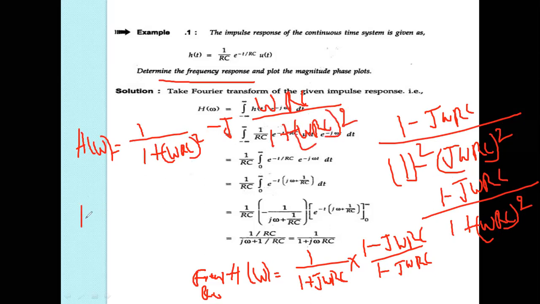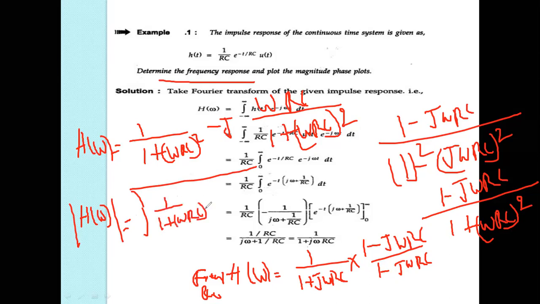And what is the magnitude of this one? The magnitude of H of ω you can take as the square root of real square and imaginary square. What is the real square here? 1 by (1 plus ωRC) square, and the whole square, plus the imaginary coefficient square also, ωRC by (1 plus ωRC) whole square, and whole square.